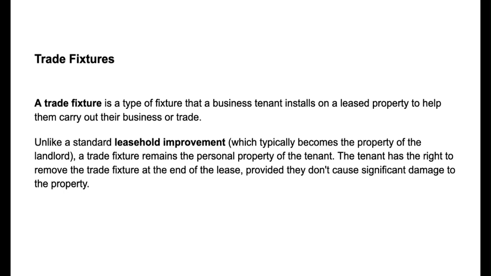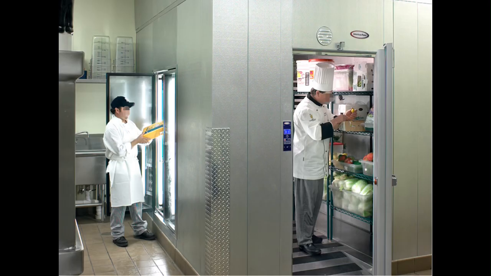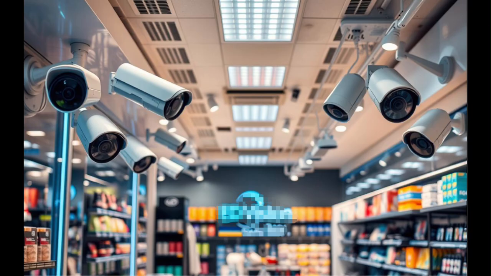Here's a great Canadian example. In one case, a restaurant tenant installed walk-in coolers. The landlord argued they were fixtures and should stay, but the court ruled that they were trade fixtures because they were installed for the business and could be removed without major damage. This shows how something that looks permanent can still be treated as temporary if it's clearly for the tenant's business.